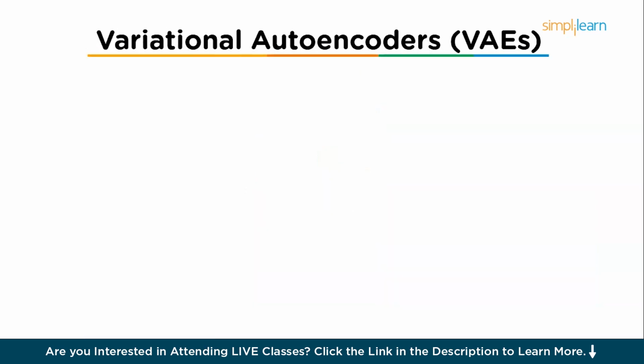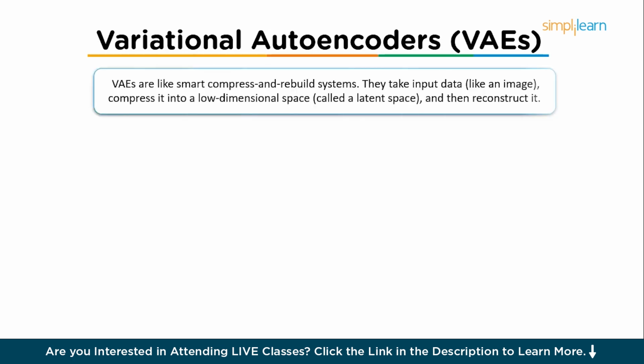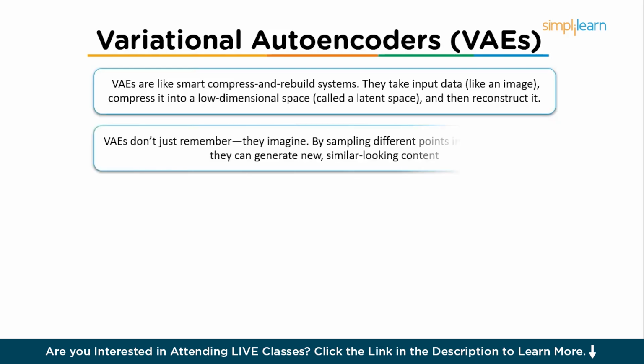So, moving on, we'll understand variational autoencoders, that is the VAEs, the data compressor with creativity. So, VAEs are like compress and rebuild systems. They take input data like an image, compress it into a low dimensional space that is called a latent space, and then reconstruct it. But here's the twist. The VAEs don't just remember, they imagine. So by sampling different points in the latent space, they can generate new similar looking content.